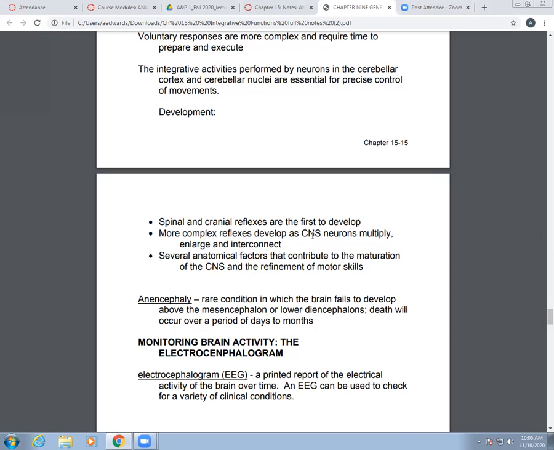All right, so anencephaly. So here, this is a rare condition. The brain's going to fail to develop above your mesencephalon over your lower diencephalons. All right, so death will usually occur in a period of days to months.